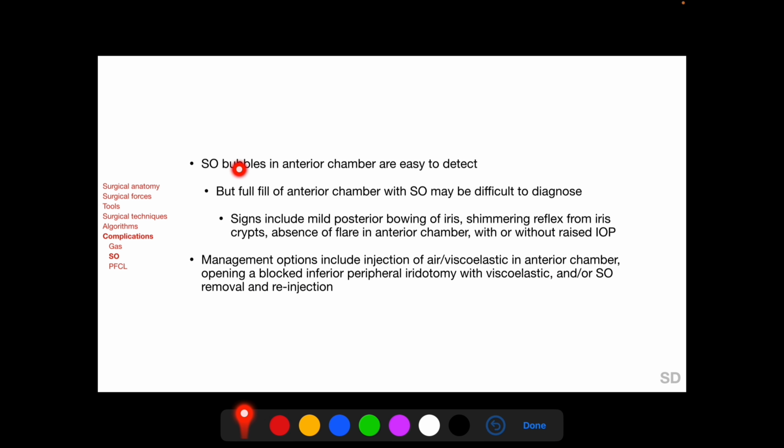Multiple bubbles of silicone oil in the anterior chamber are easy to detect, but full fill of the anterior chamber with silicone oil may be difficult to diagnose. Management options of silicone oil migration in the anterior chamber include injection of air or viscoelastic in the anterior chamber, opening a blocked inferior PI with viscoelastic, and or silicone oil removal and re-injection.